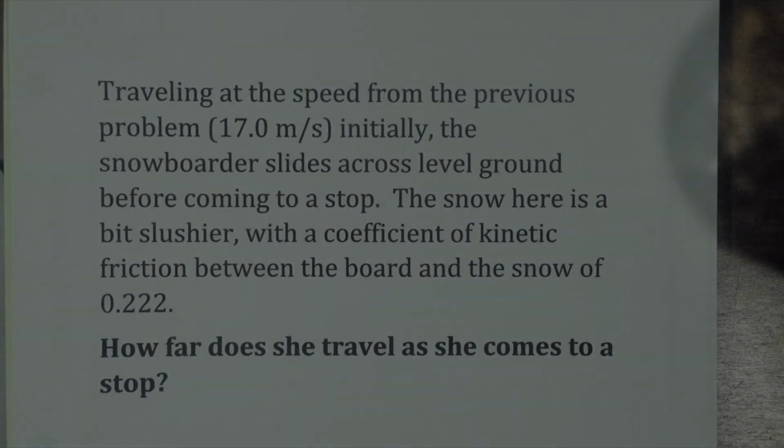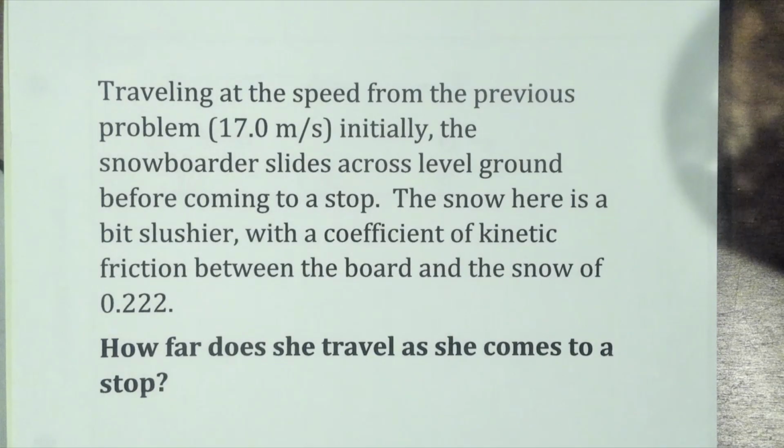In this video, we will use Newton's second law to solve the following problem, which is connected to our previous video. Traveling at the speed from the previous problem, 17.0 meters per second initially, the snowboarder slides across level ground before coming to a stop. The snow here is a bit slushier, with a coefficient of kinetic friction between the board and the snow of 0.222. And we are asked, how far does she travel as she comes to a stop?